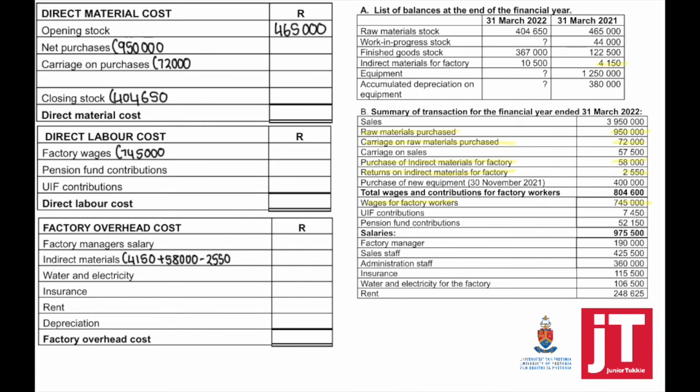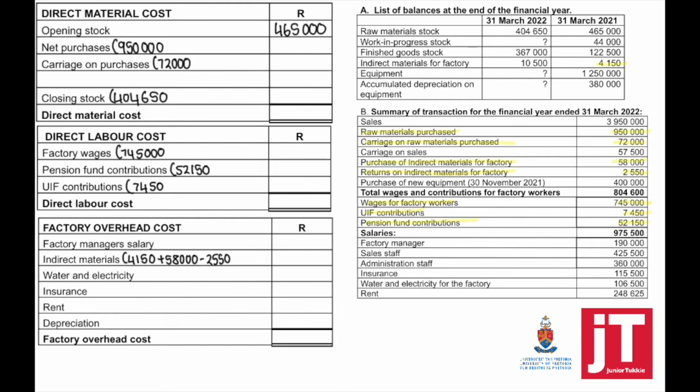Then we've got wages for factory workers. This must go to direct labor cost, and I'm going to show it in brackets. UIF contributions will be added to the direct labor cost. Pension fund contributions will be added to direct labor cost.